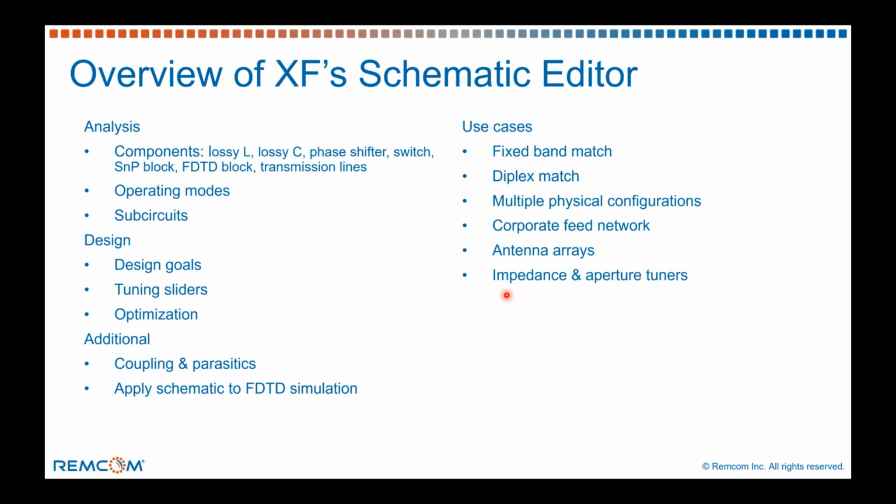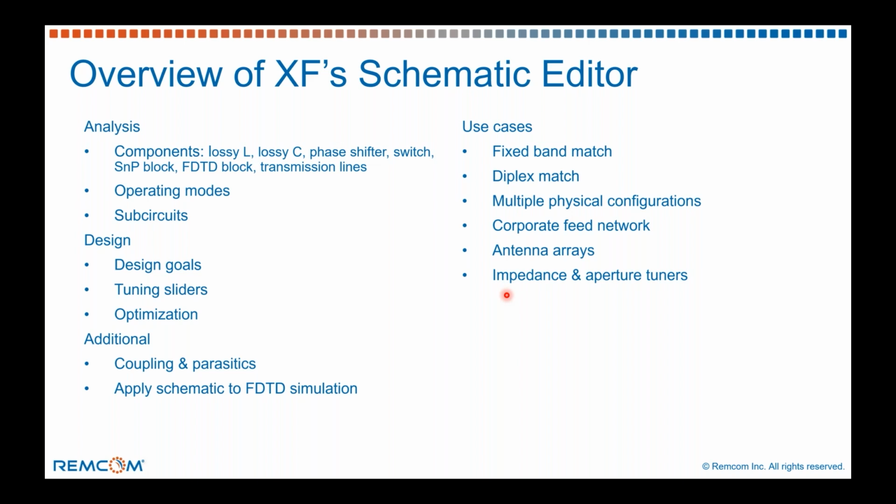And then these are going to be the handful of use cases that we touch on. First, a simple fixed band match, just to introduce you to the most basic way into the schematic editor and what it can do. We'll then build complexity, and so we'll talk about a diplex match. This will allow us to introduce operating modes and optimization and the coupling and parasitics. We'll move on to multiple physical configurations, and in this case, we're going to talk about how we consider an antenna in free space, as well as an antenna next to a human head, so two different loading configurations, and how we account for that within the same schematic.